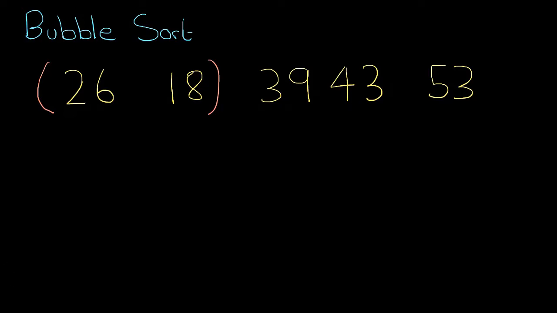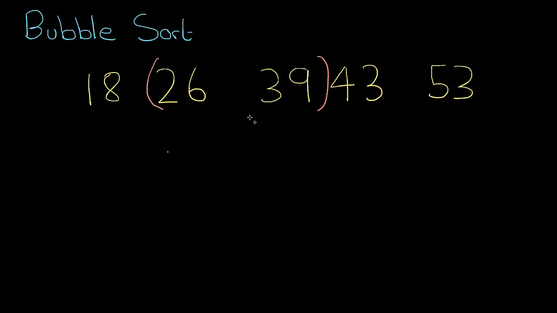So 26 and 18, are they in order? No. Bubble moves up. 26, 39, are they in order? Yes. 39, 43, yes, they're in order. And 43 and 53, yes, they're in order. Okay, fantastic. So we can see as humans that this list is now in order.